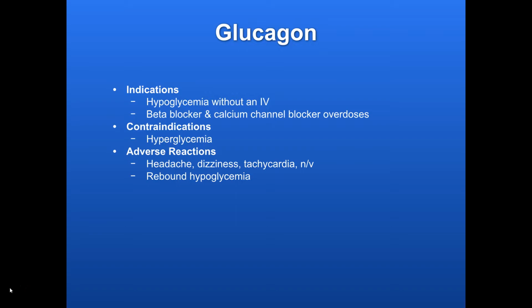Contraindications: hyperglycemia. Some adverse reactions to look out for: headache, dizziness, tachycardia, nausea, vomiting, and then rebound hypoglycemia. So if somebody has depleted glycogen stores in the liver, it can cause some real bad hypoglycemia. So it is important to eat a good meal after taking this and once they become aroused and alert.